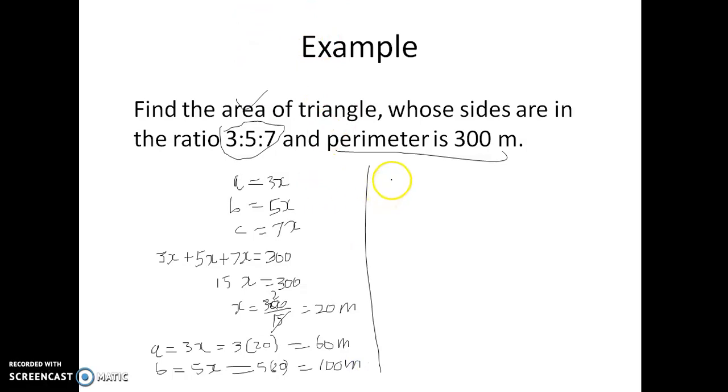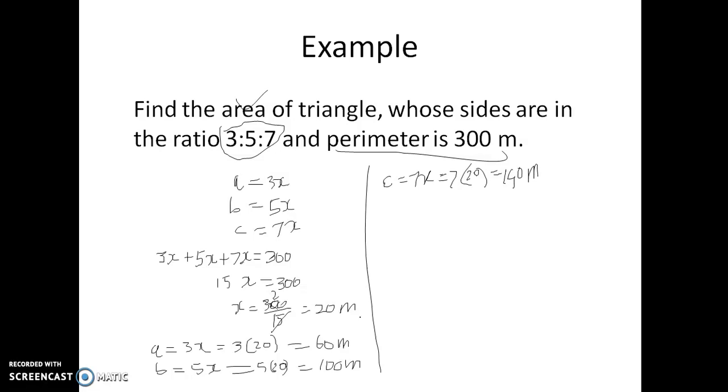That is C equals 7x. So equal to 7 into 20. So 7 twenties are 140. So 140 meters. Okay. So A equals 60 meters, B equals 100 meters, and C equals 140 meters. Right. So now we have the sides.